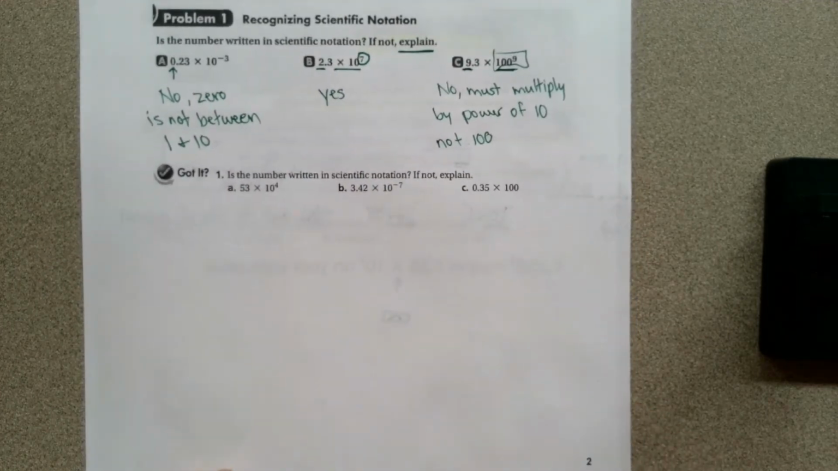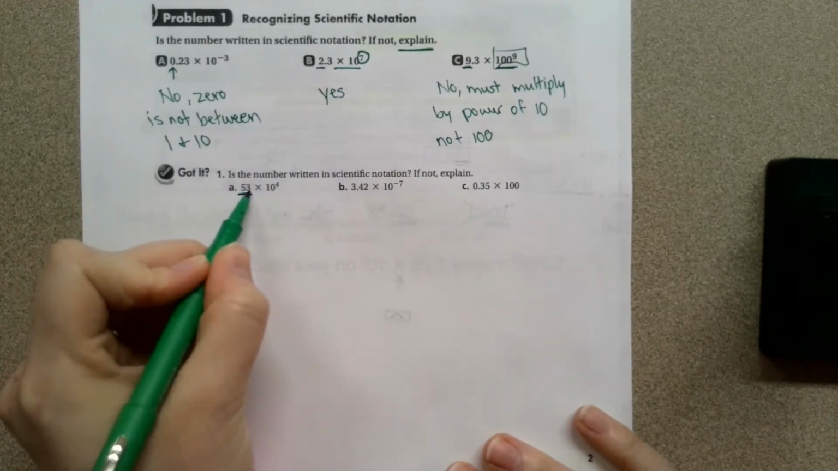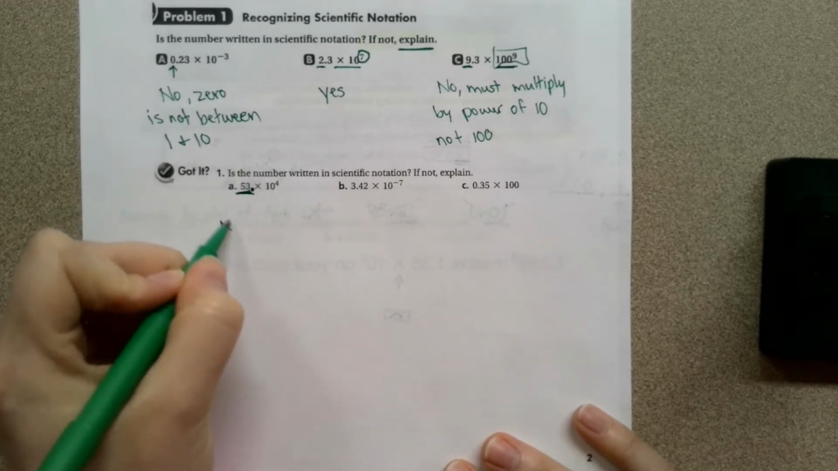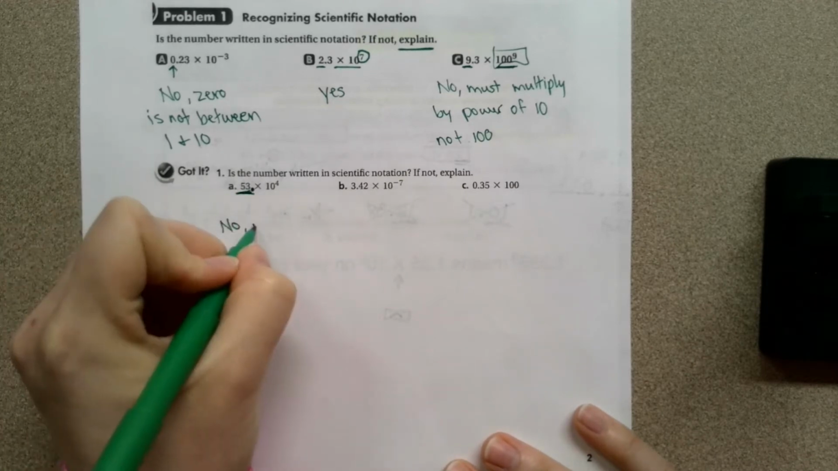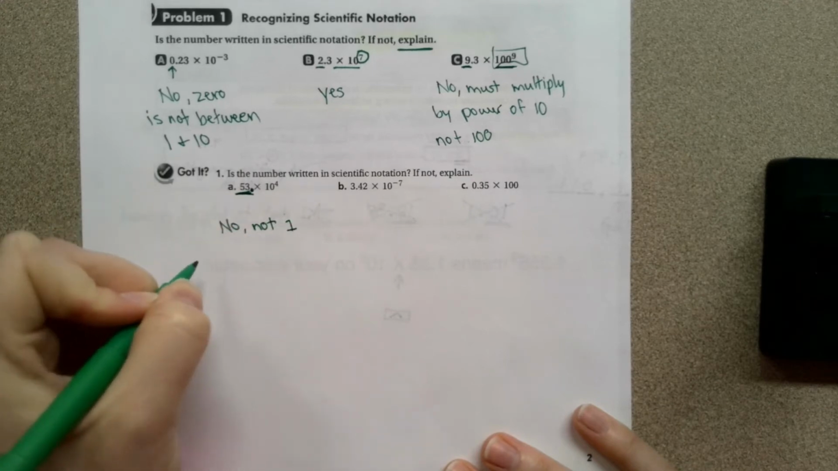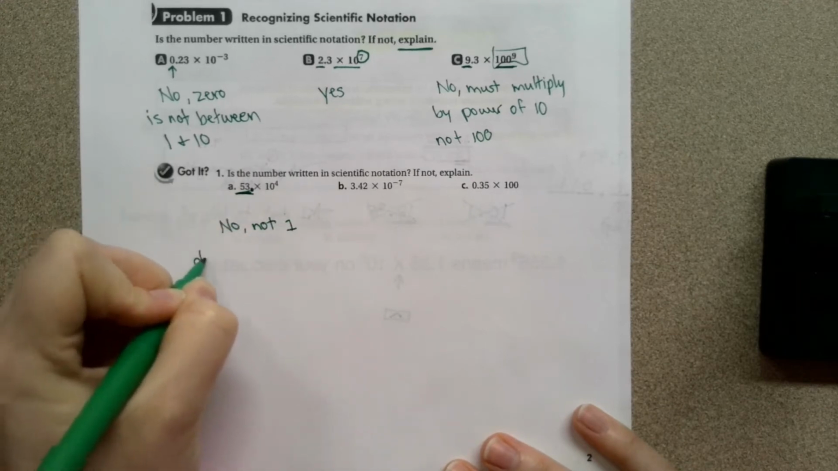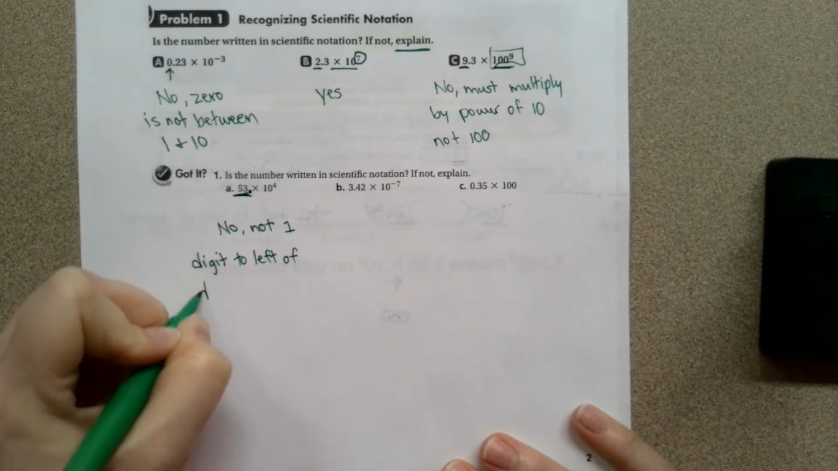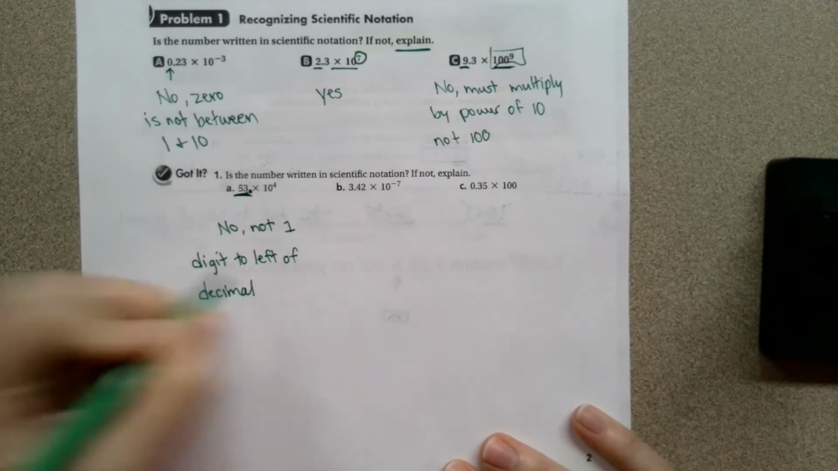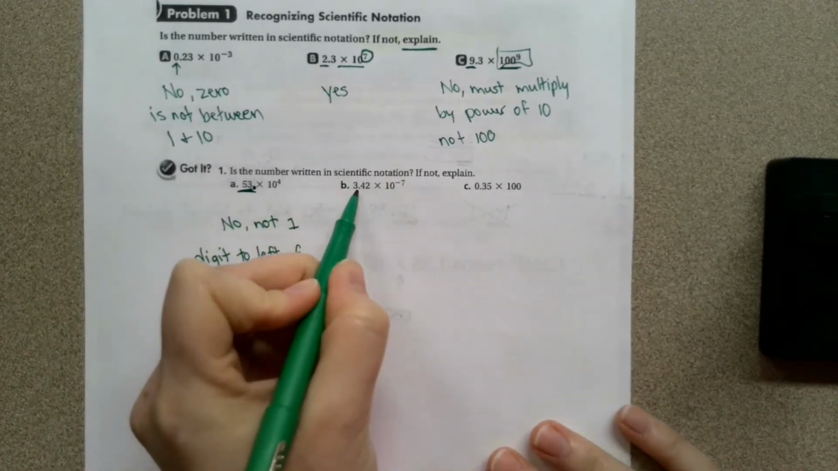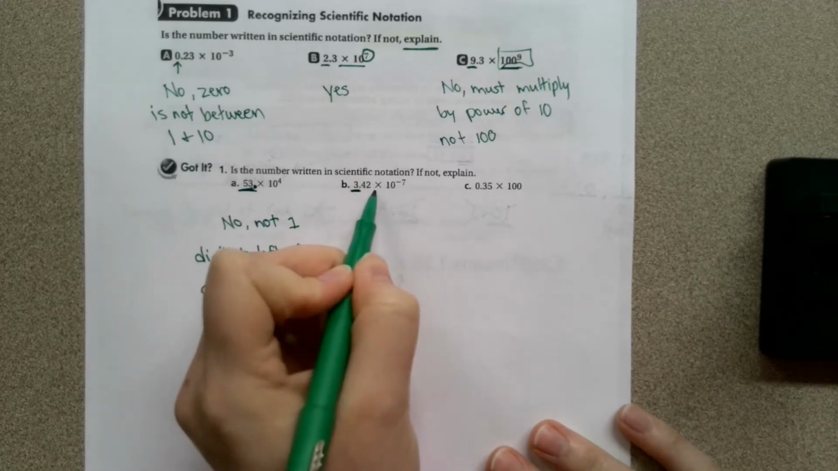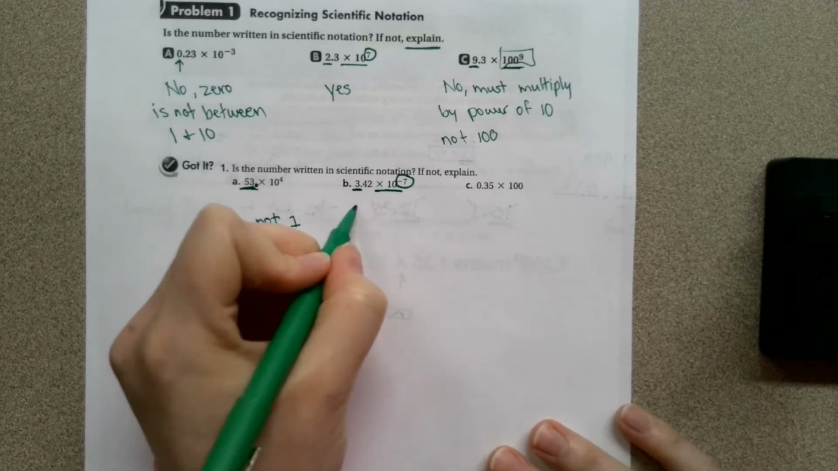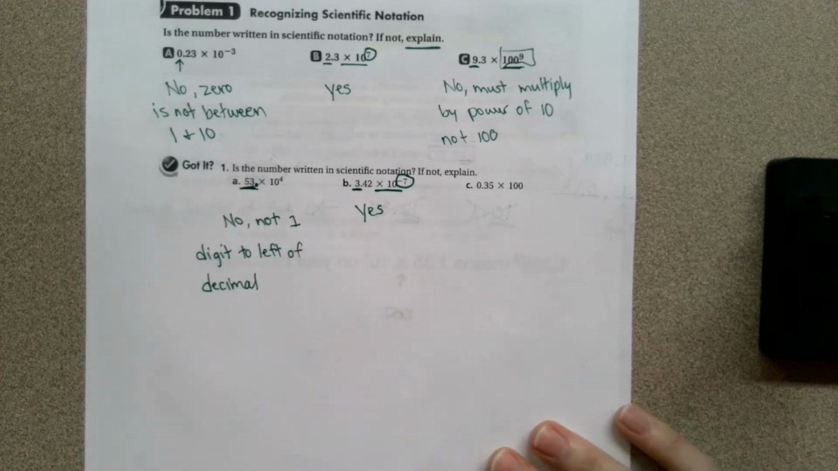If we look at a few more, A doesn't have just one digit to the left of the decimal because the decimal would be right here. So this one would be a no automatically because it's not one digit left of the decimal. For B, it is one digit to the left of the decimal. We're multiplying by a power of 10. And it's okay to have a negative exponent as long as it's a whole number. So this one would be, yes, it is correct scientific notation.